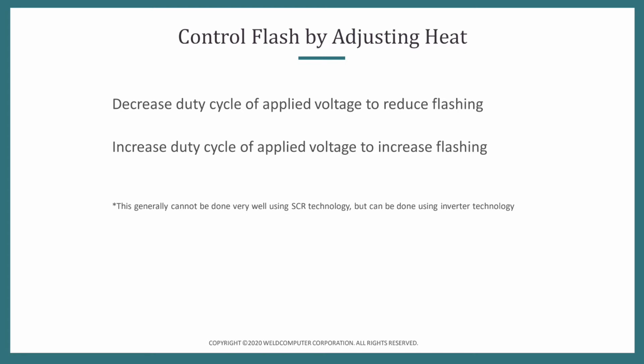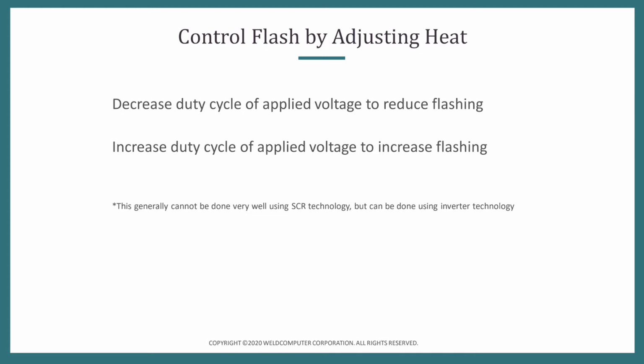Now, with SCRs, you really can't adjust the heat too easily to adjust for flash, because it's the peak voltage that dominates the flashing process. And unless you're running in the neighborhood of 50% phase shift and lower, you're not doing anything to control the voltage. And of course, you're only hitting that voltage at one point in time. So you're dealing with something that's very inefficient in terms of producing your flashing.